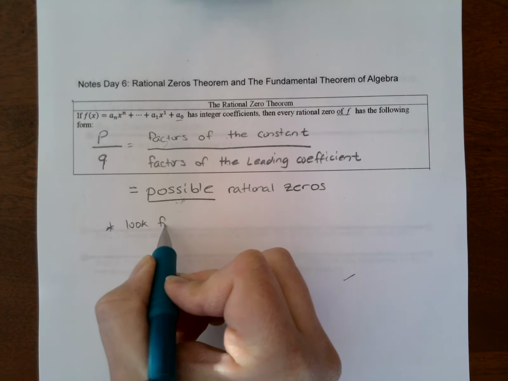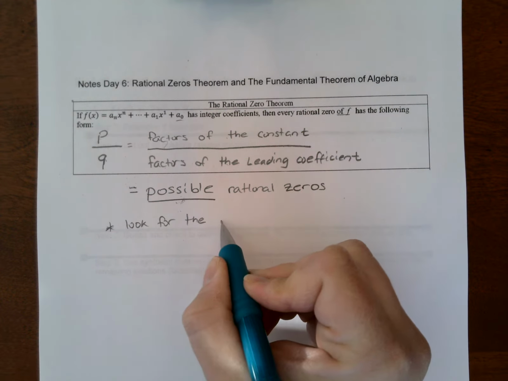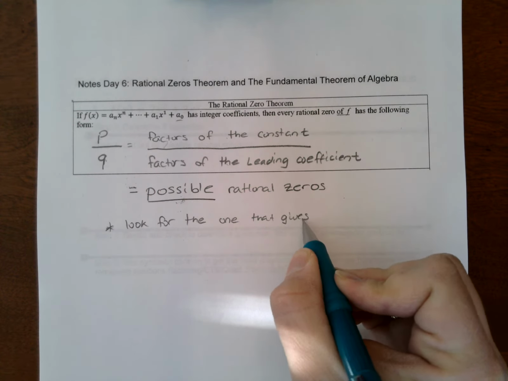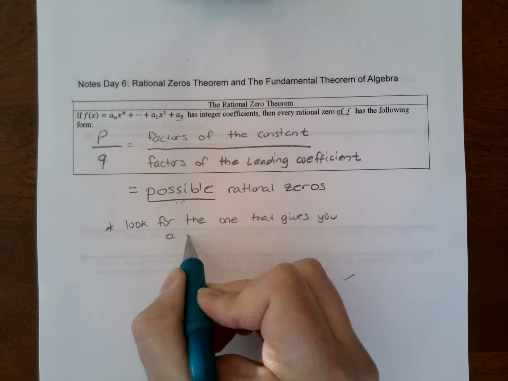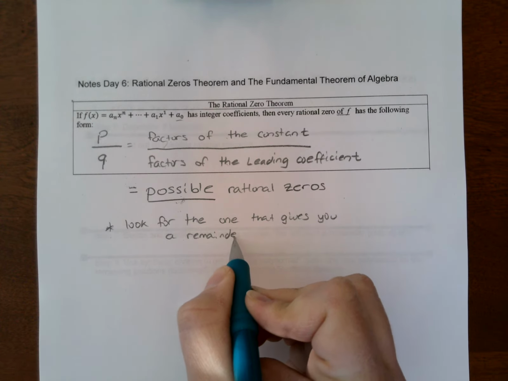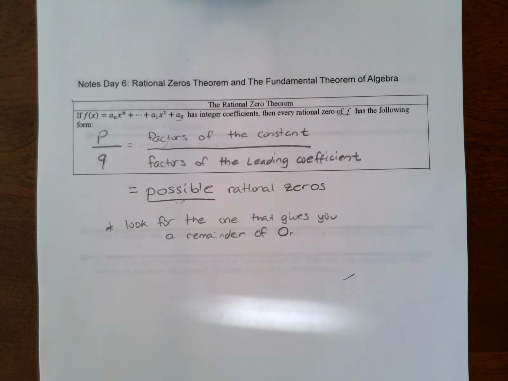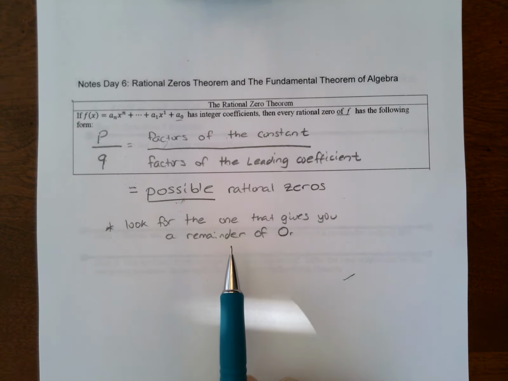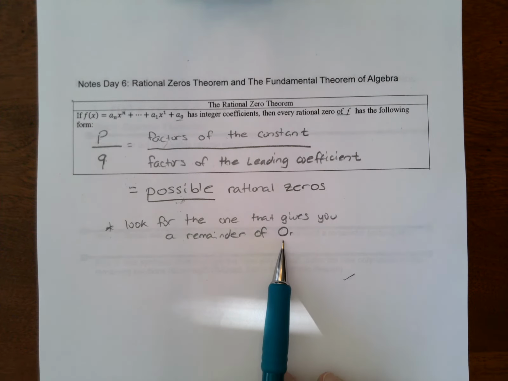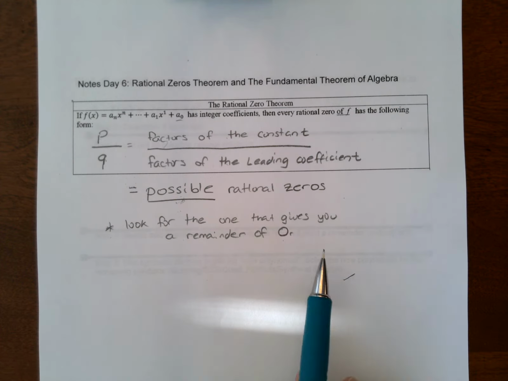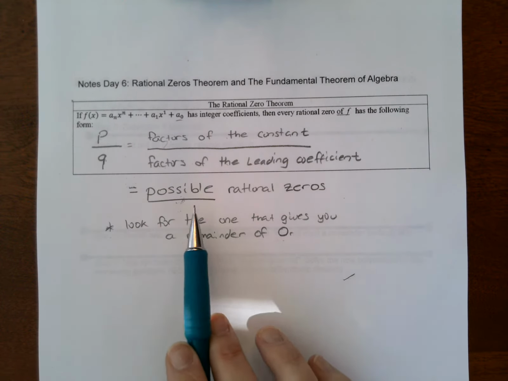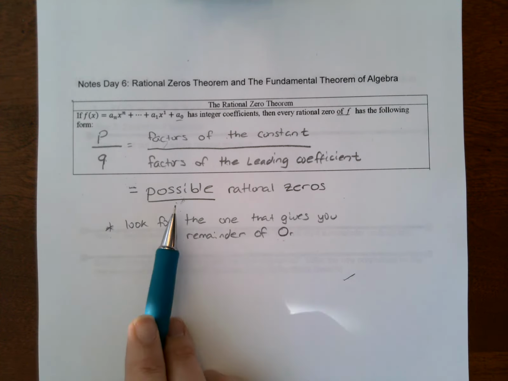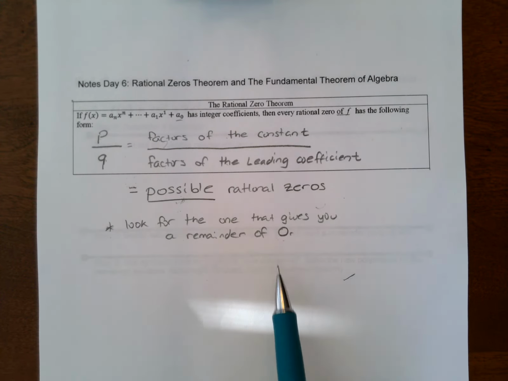Look for the one that gives you a remainder of 0. We know something is a 0 of the function. We talked about this last class, and you did it in your homework, where you know something is a 0 of the function if you get a remainder of 0. So not all of them are going to give you a remainder of 0, but some of them will. And if it does, that means it's a solution of the problem. That means it's a factor. That means it's an x-intercept. So out of that whole list, you're going to have to figure out, well, which one gives you 0.